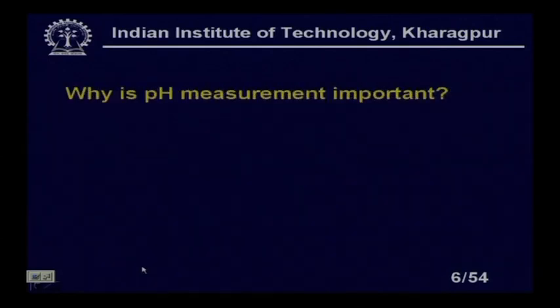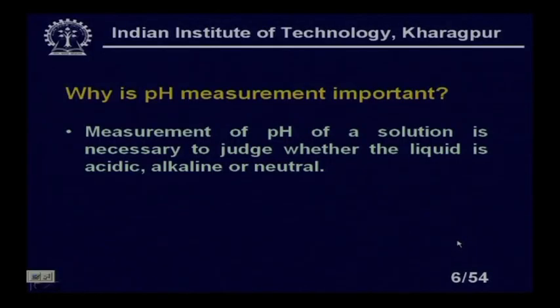Now, why is pH measurement important? At the initial stage I told you once; let me discuss this in detail. Measurement of the pH of a solution is necessary to judge whether the liquid is acidic, alkaline or neutral, right. It is necessary in many applications, because in some environments we have to make those environments neutral. Suppose drinking water should be neutral, so in that case it should be neither acidic nor alkaline, right.